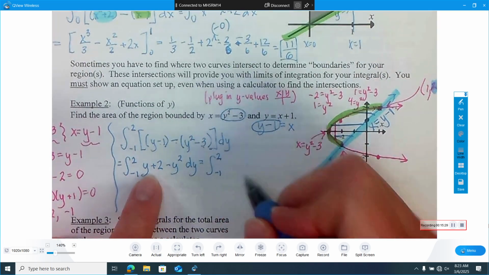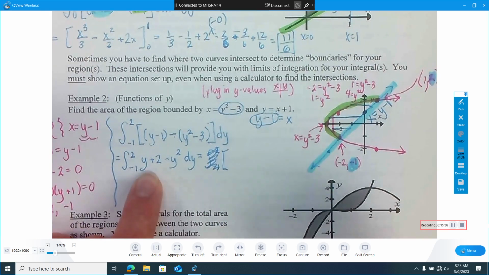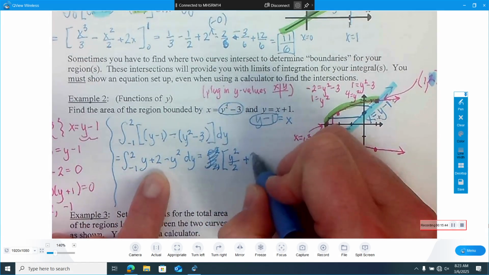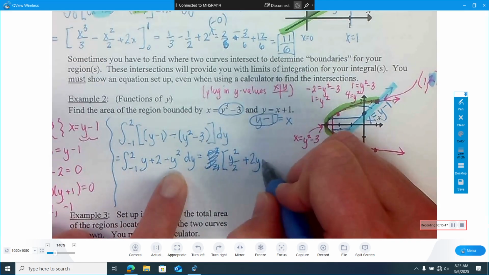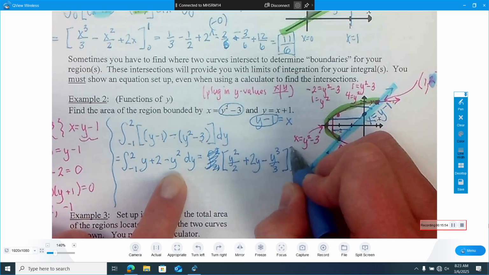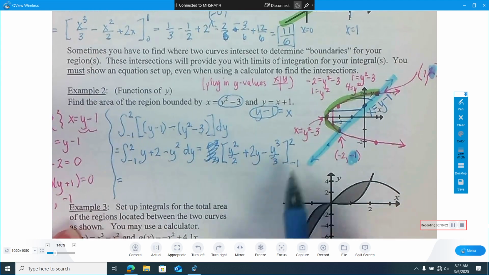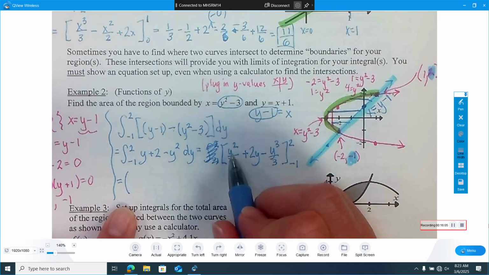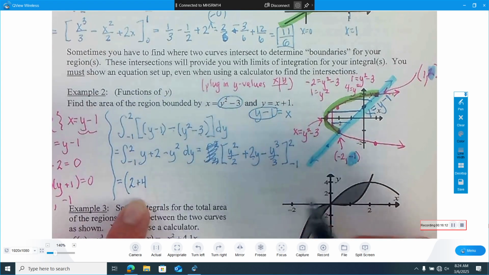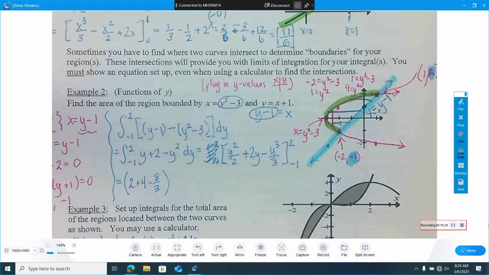Now I can integrate. Since I'm at the integration stage, I don't need my integral sign anymore. All right, y becomes y squared over 2. 2 is going to turn into 2y. And negative y squared is going to be negative y cubed over 3. And we are plugging in -1 to 2. Plugging in my 2: 2 squared over 2 would be 4 over 2, which is 2. 2 times 2 would be 4. And then 2 cubed over 3 is 8/3. So there's my substitution of 2.